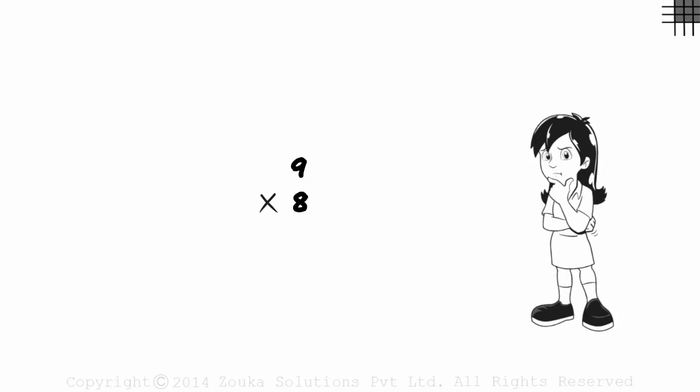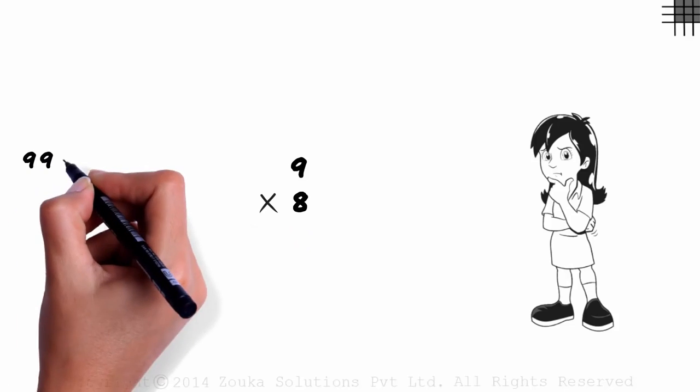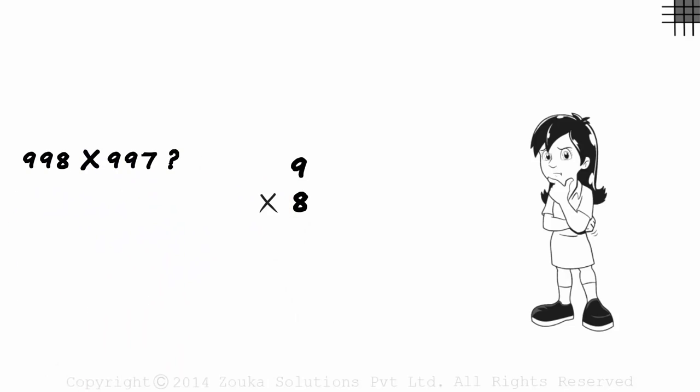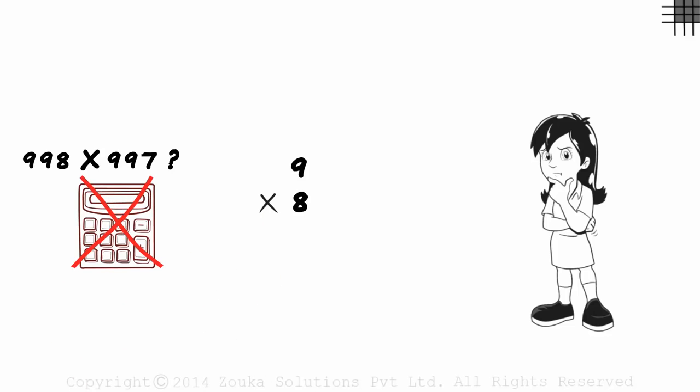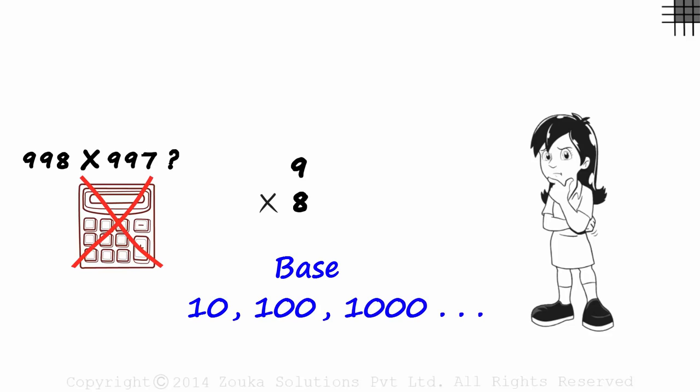Understanding this technique will help us solve problems like 998 times 997 in about 5 seconds. Yes, without a calculator. You don't believe me, do you? Give me around 2 minutes to change your opinion. We use the concept of base to solve multiplication problems quickly. And bases are generally powers of 10, like 10, 100, 1000 and so on.